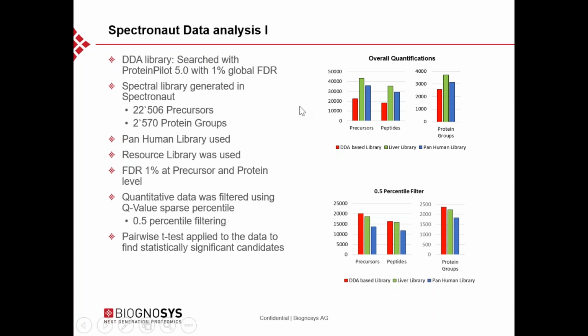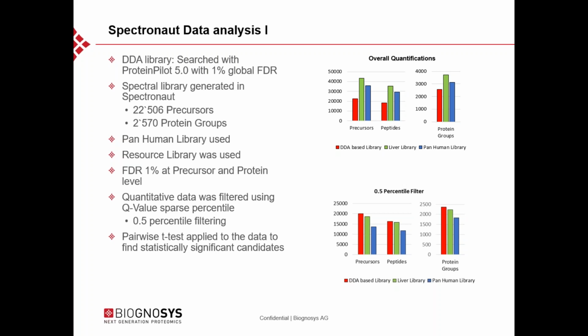The spectral library created with these shotgun files was in total a little bit over 22,000 precursors large, spanning 2,570 protein groups. And then, as mentioned, additionally, we have also used the pan-human library, which was published by Ruedi Aebersold's lab, which you can actually download directly within Spectronaut. On top of that, we've also used a resource library that can also be downloaded directly from Spectronaut. The resource library here is a liver library that we have acquired at Biognosys in-house.